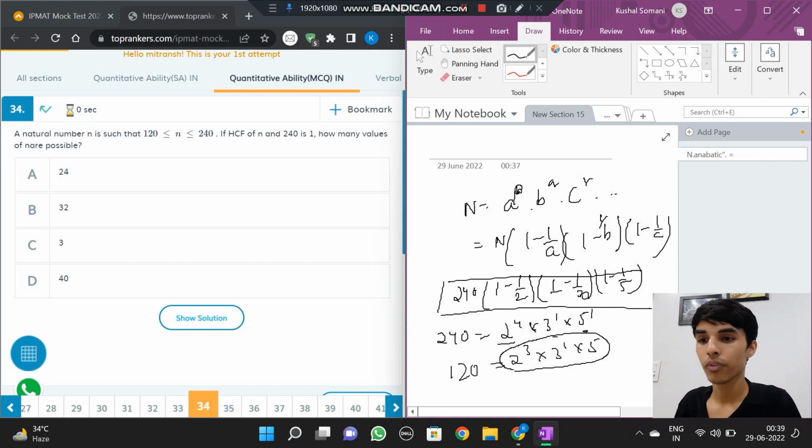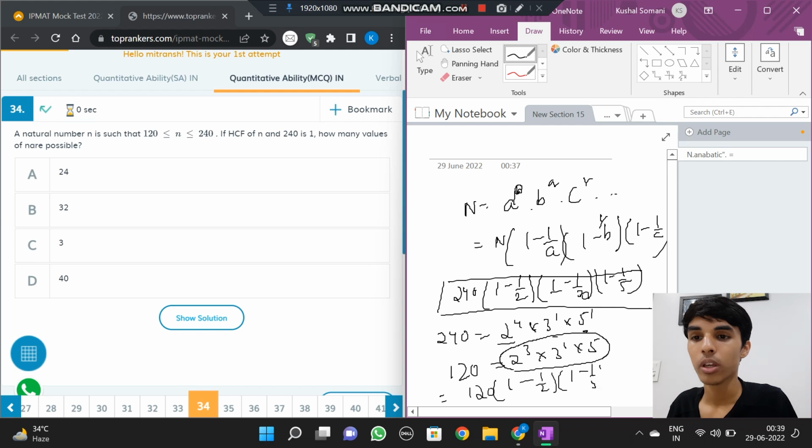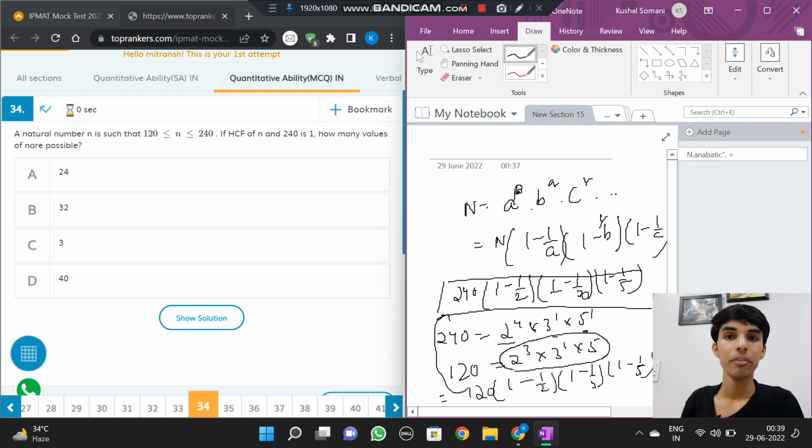Hence we can calculate the number of co-primes of 240 less than 120 by calculating 120 into (1 minus 1 by 2) into (1 minus 1 by 3) into (1 minus 1 by 5). And this value will be nothing but half of the previous value. When we subtract these two values, we get the number of co-primes that are less than 240 but greater than 120, and hence we'll get the answer.